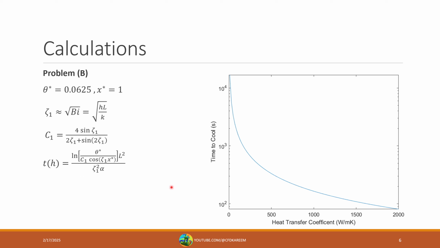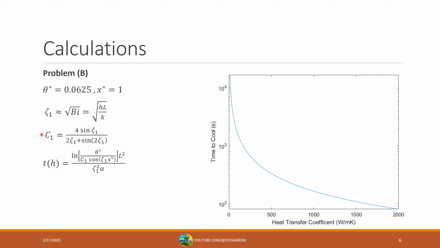For problem B, we're asked to find how long it will take for the chuck to cool with a given heat transfer coefficient from 10 to 2000. So again, we can reuse our theta star from the previous problem, as well as our x star value, because we're still going to be looking at the bottom surface.